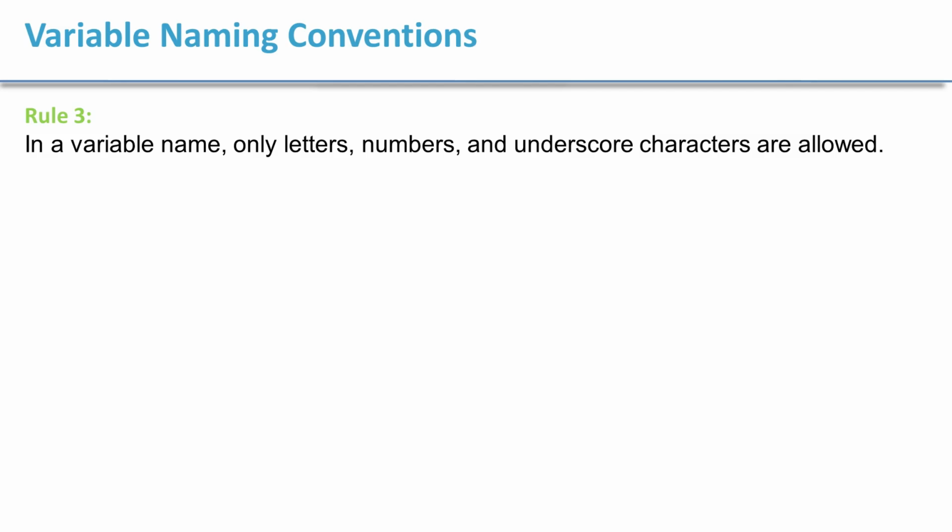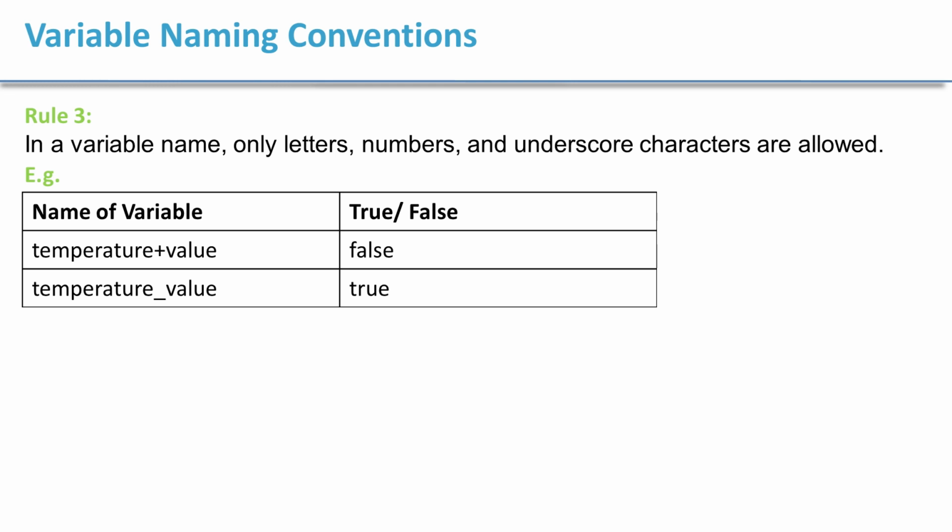Rule 3, in a variable name, only letters, numbers, and underscore characters are allowed. Except for the underscore character, the use of any other special characters is not permitted. The use of a variable like temperature plus value is not allowed. Instead, we need to use the underscore character in between.